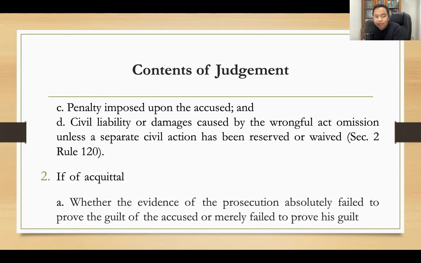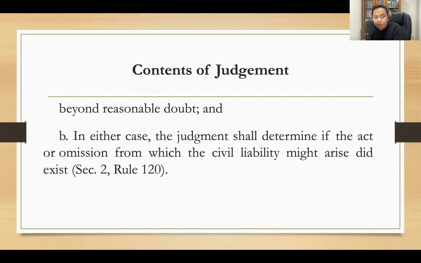If the accused is acquitted, then the judgment must state whether the evidence of the prosecution absolutely failed to prove the guilt of the accused or merely failed to prove his guilt beyond reasonable doubt. And in either case, the judgment shall determine if the act or omission from which the civil liability might arise did not exist.